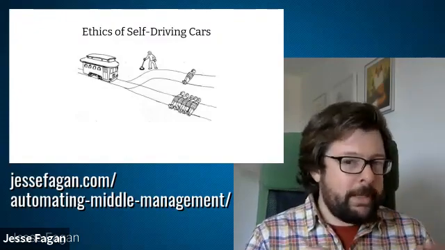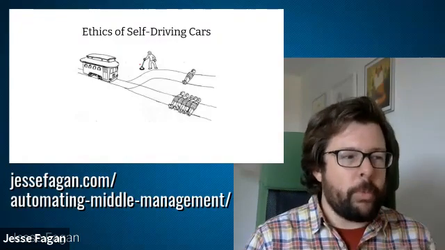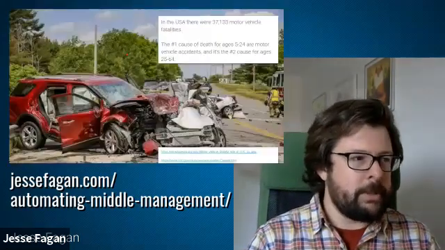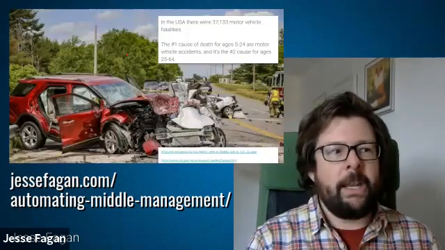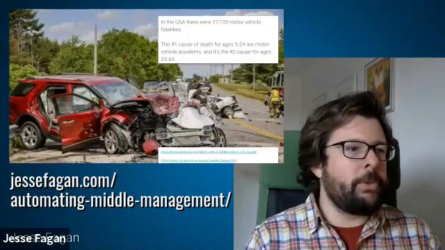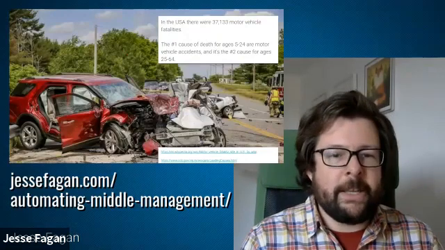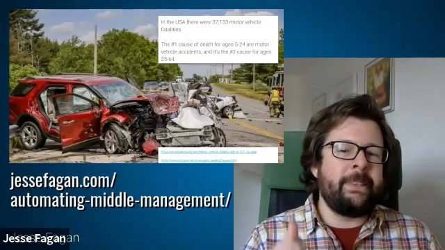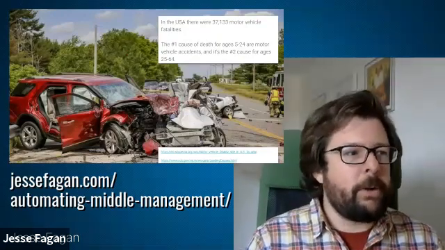The real trolley example, though, I'm going to show you what I think is the real trolley issue for self-driving cars. In the United States, in 2018, there were 37,133 motor vehicle fatalities. Almost 40,000 people died in the United States from motor vehicle accidents in 2018.